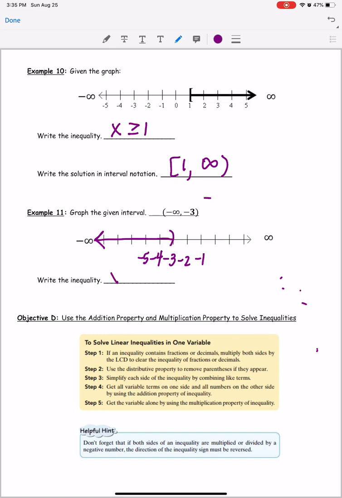So I've got X, I've got my -3. So now we're just figuring out which of these symbols is it. Well, it's pointing this way. So I know it's either this one or this one. And because there's a parenthesis, it means there's no line under it, so it's got to be this one here.